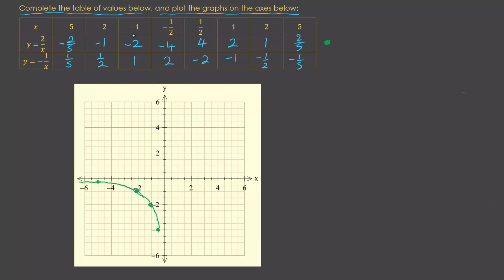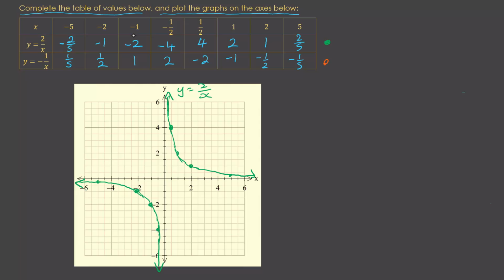can just follow it through these points, like so. And then we get a 1/2, 4; 1, 2; 2, 1; and 5, 2/5. And again, just knowing the shape, we're going to do this. And we should label that one. That is y equals 2/x.